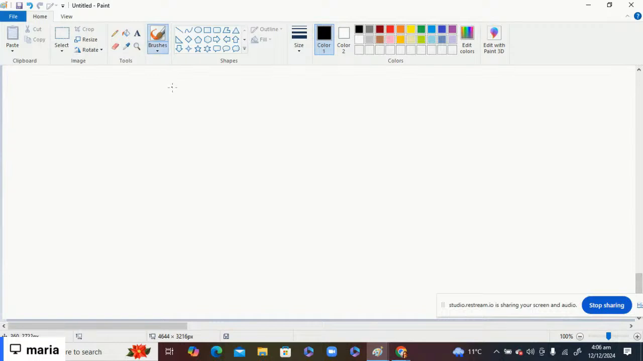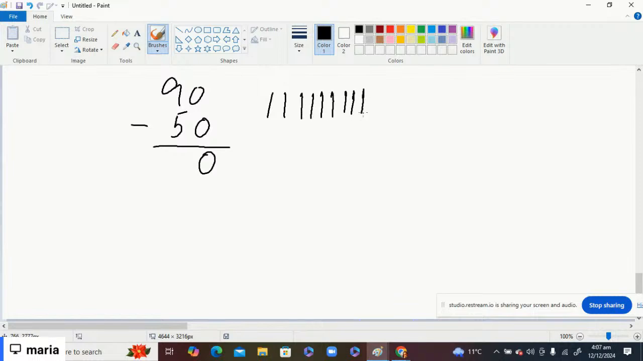Now 90 minus 50. Okay, so let's do this one. 0 minus 0 is 0. Let's subtract 9 minus 5. 1, 2, 3, 4, 5, 6, 7, 8, 9. Now remove 5 lines. 1, 2, 3, 4, and 5. Remove these 5 lines. Now how many are left? It's 1, 2, 3, and 4. So putting 4 here.